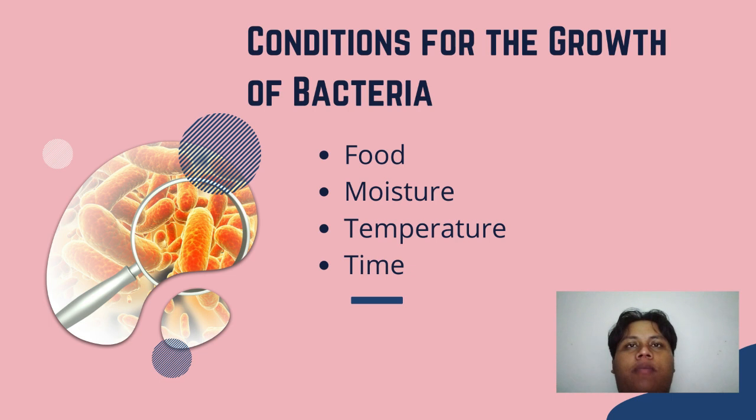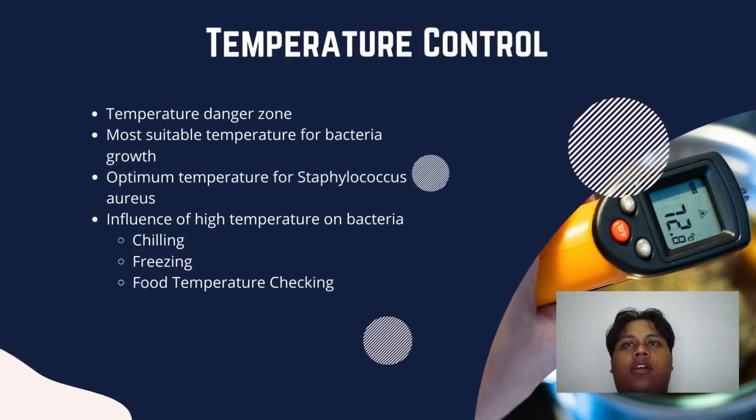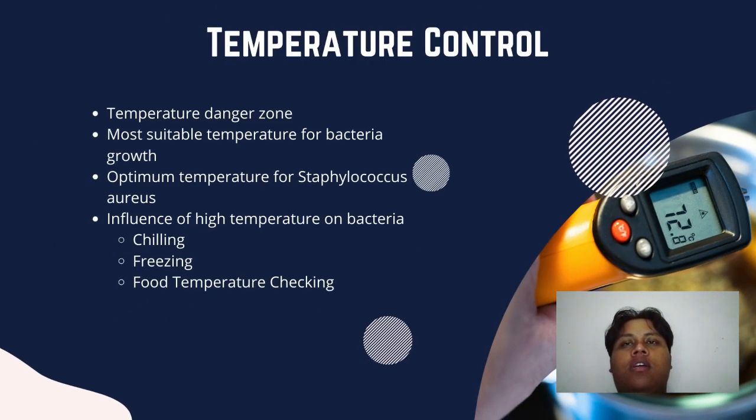Conditions for the growth of bacteria: food, moisture, temperature, and time. Temperature control. Temperature danger zone. Most suitable temperature for bacteria growth. Optimum temperature for Staphylococcus aureus. Influence of high temperature on bacteria. There is chilling, freezing, and food temperature checking.